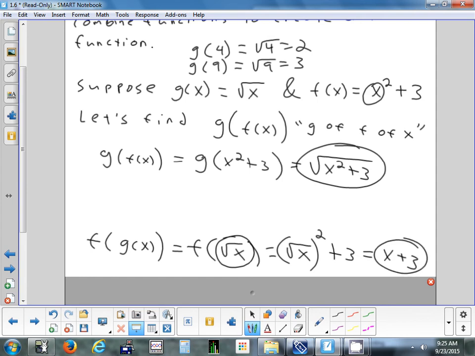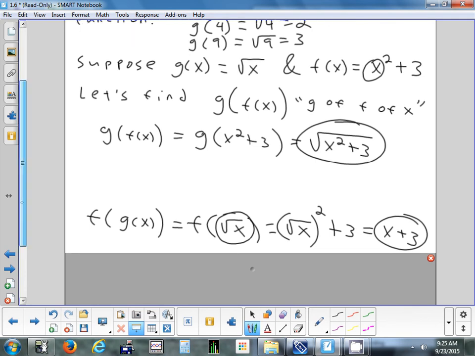So an important point here is g of f of x and then switching it are not the same. G of f and f of g come out different, usually. If they do come out the same, that does mean something special, but don't worry about that.